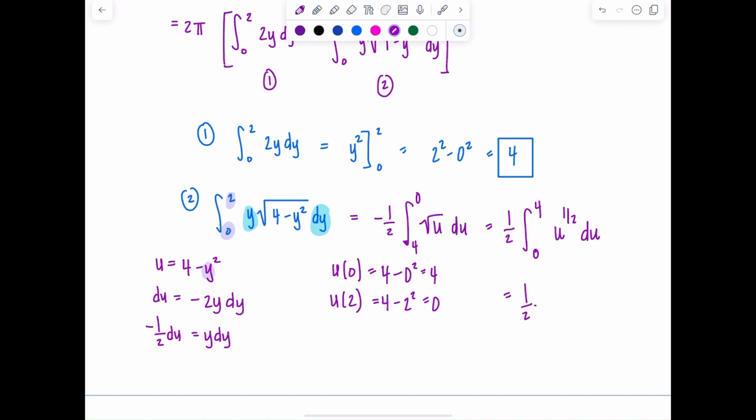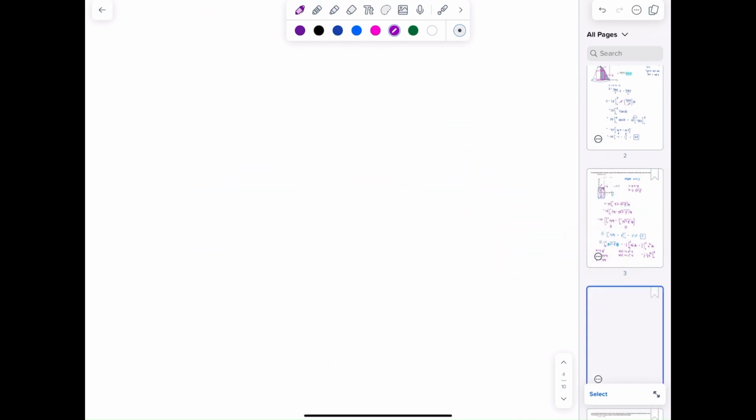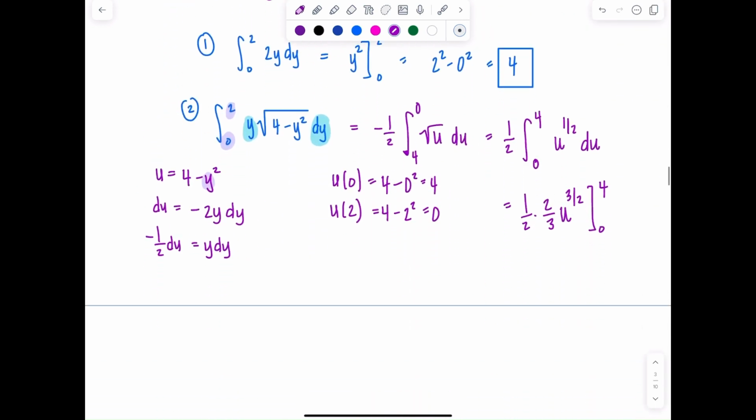So what's the rule? We add 1 to the exponent, divide by the new exponent. So we'll have u to the 3/2 with a 2/3 in front, evaluated from 0 to 4. No more du, no more integral sign. I'm running out of space. Who knew? Because I didn't do the shortcut. I'll show you the shortcut in a hot sec if you want to see.